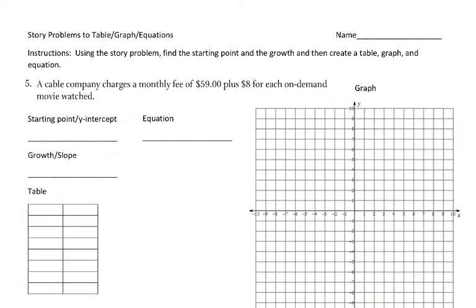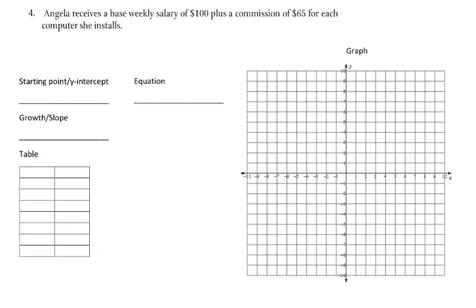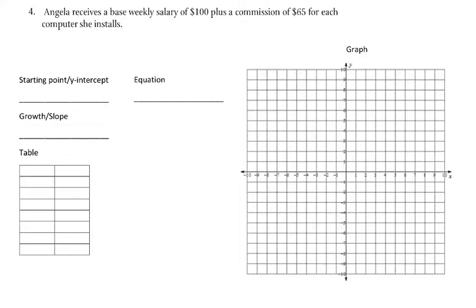Alright, let's take a look at the next one, which is down here actually. Okay, Angela receives a base weekly salary of $100 plus a commission of $65 for each computer she installs. So we're talking about her salary, but what's her salary based on? Well, you might want to say weeks, but it's actually this commission. Remember, a commission is every time she installs a computer, she makes that much more. So the more computers she installs, the more money she makes, so it would be computer installs.